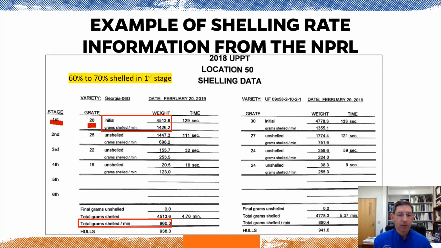And then we also looked at the total grams shelled per minute overall of the different grate sizes that we see here. And those are the two variables that we're going to try to predict: the initial shelling rate and the total shelling rate.